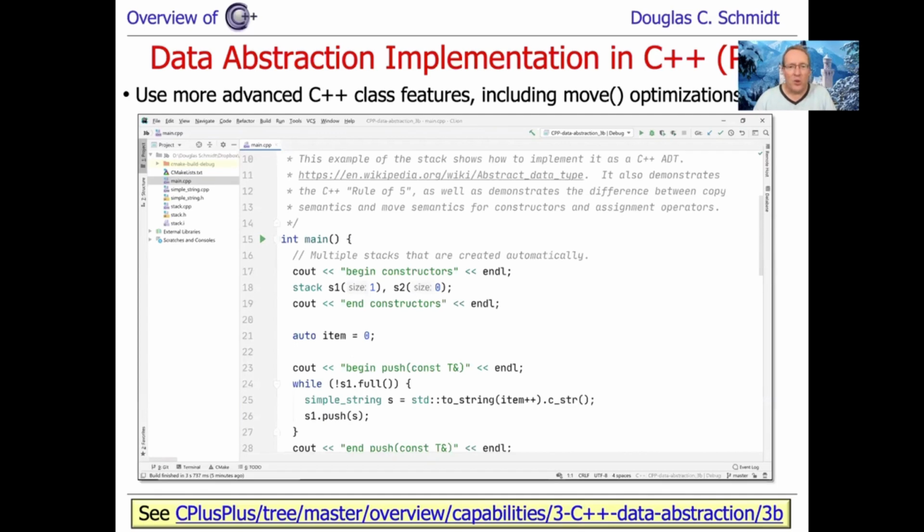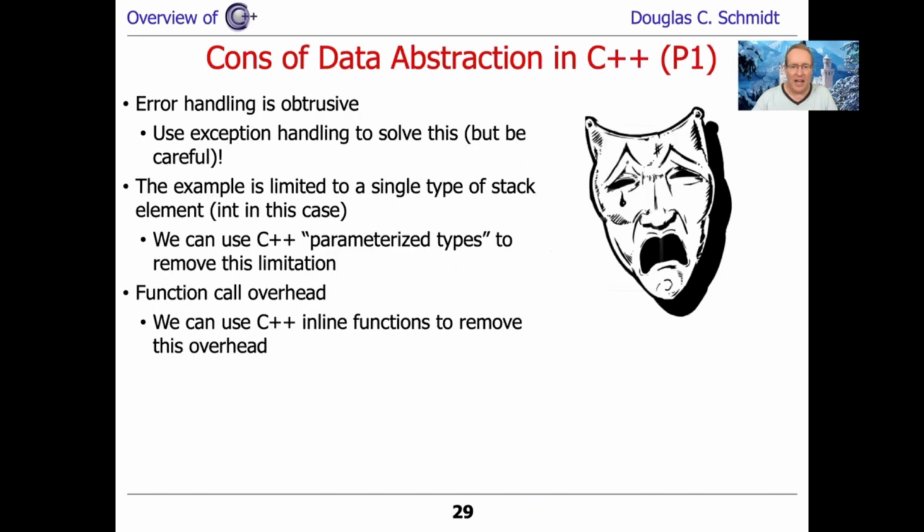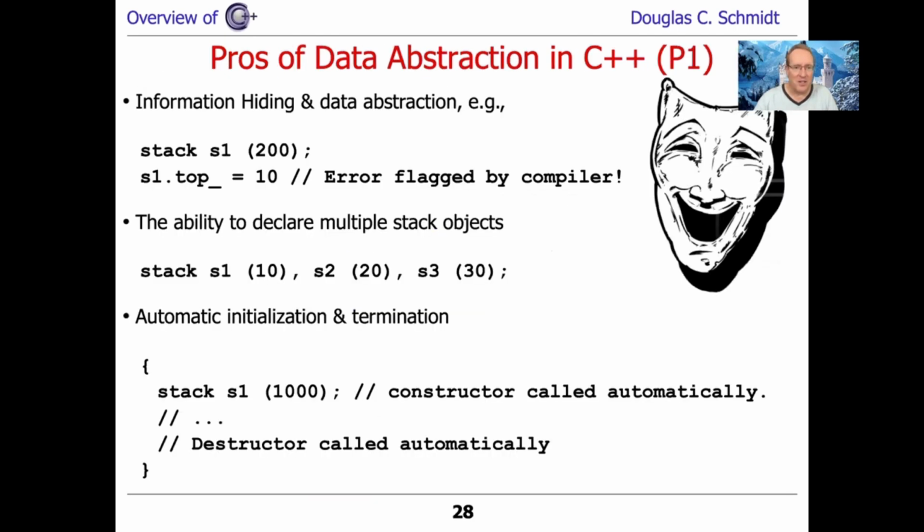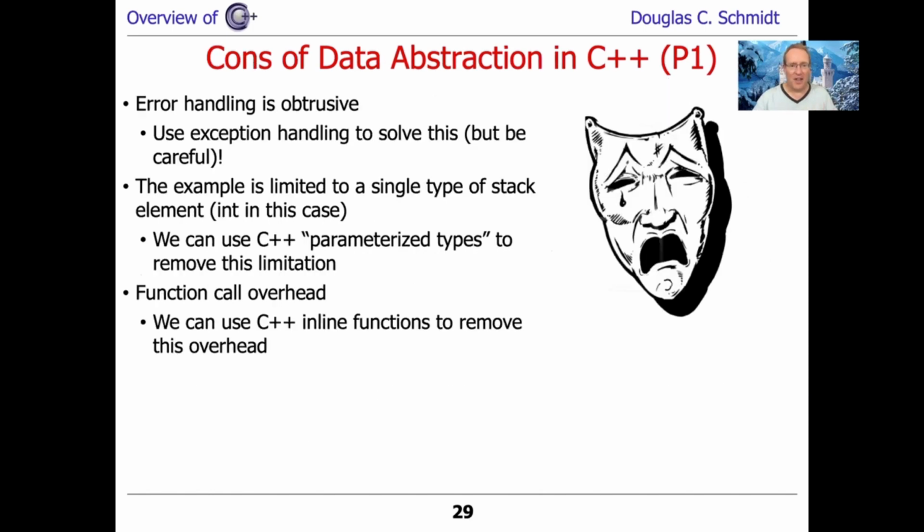So what we're going to do now is talk about the second example of data abstraction implementation in C++. If you recall the one we talked about yesterday, this was the first one, and it used a stack of ints, and we showed how we could hide the information so you couldn't access the private parts. We could have multiple objects that were properly initialized. The destructors and constructors were called automatically, and all that was good.